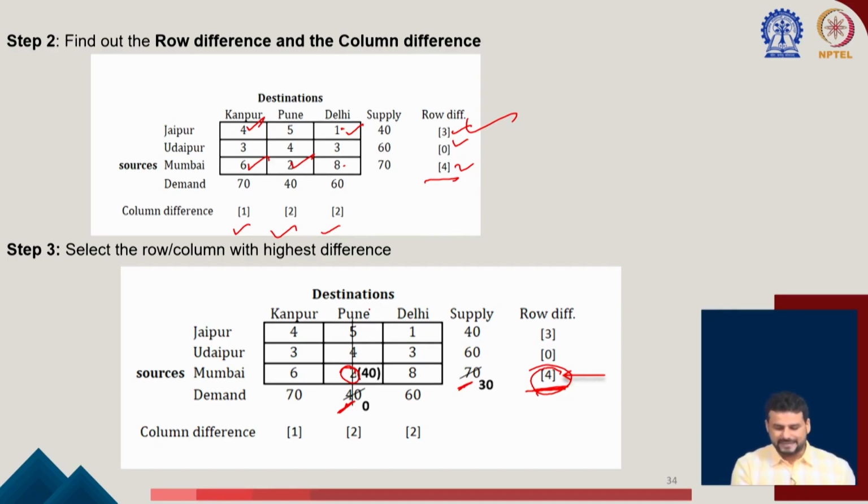After utilizing this 40, the Pune facility is totally gone, the market is gone, and here you are left with 30. Now in the next matrix you will not include this column, and you again repeat the first step. You find the row difference and the column difference, but don't skip this step. Don't just imagine that the differences will be the same. No, because now one column is deleted and many cells are deleted in the row as well, right?